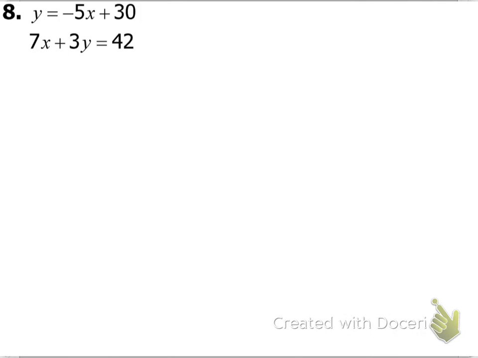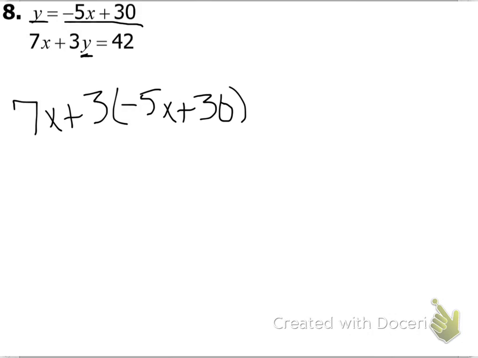Number 8. Do I have an equation that's solved for one of my variables? Which one? Y. My top one's solved for y, right? I know y equals negative 5x plus 30. So what variable in my other equation can I replace with negative 5x plus 30? Y. So I'm going to rewrite this equation exactly the same, except when I get to y, I'm going to plug in negative 5x plus 30. Does that make sense what I've done so far?